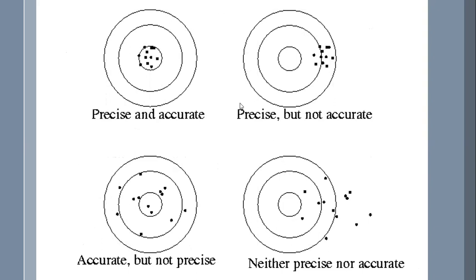This is another four diagrams. The first one is good, precise, and very accurate. The second one is precise, not scattered that much, but poor accuracy. The third one, of course, is not precise and not accurate. The fourth one I can say is sometimes accurate, sometimes hitting the target, sometimes not. This one is both.